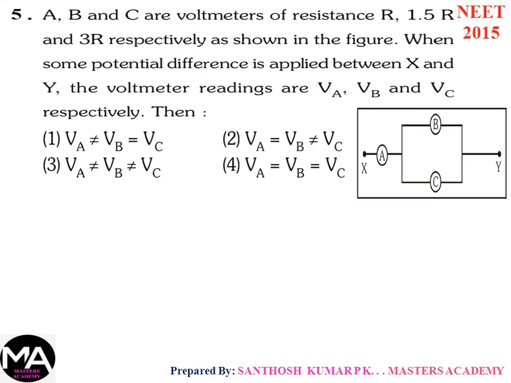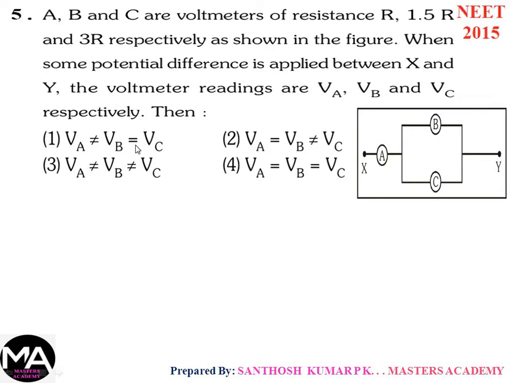Option is third one. Next question. It is from NEET 2015. A, B and C are voltmeters of resistance R, 1.5 R and 3 R respectively, as shown in the figure. When some potential difference is applied between X and Y, the voltmeter readings are VA, VB and VC respectively. Then 4 options are given.